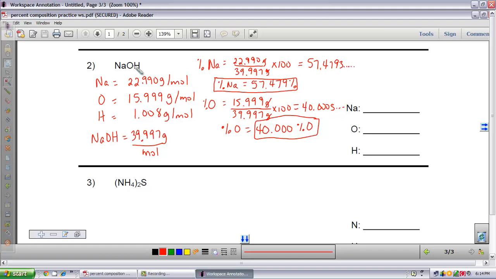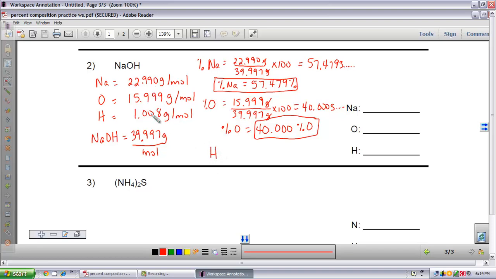Even though there's only 1 oxygen, 1 hydrogen, and 1 sodium, it's not going to be 33% each. It's actually going to be based on the mass of each. So sodium brings to the table a lot of mass. It's 23 grams per mole, whereas oxygen's almost a little over half of that. So sodium's going to have 57% of the total mass, whereas oxygen's going to have 40.